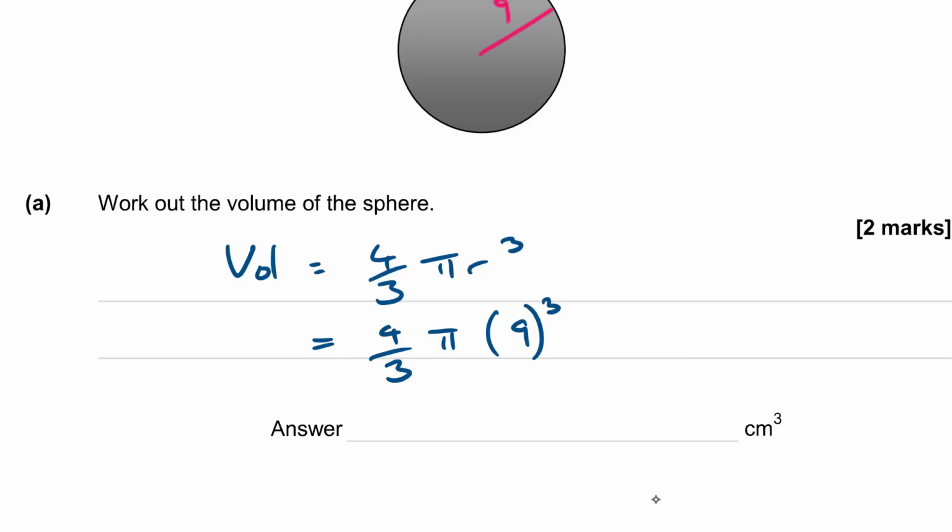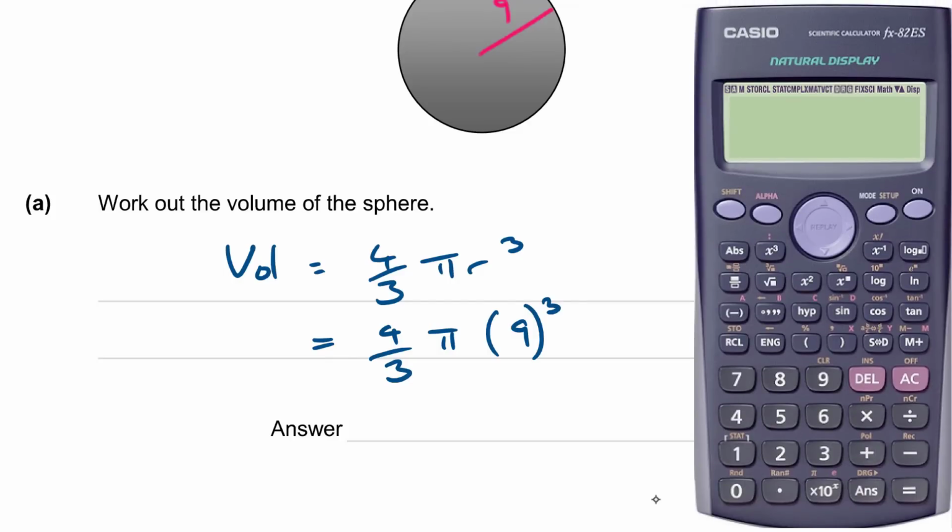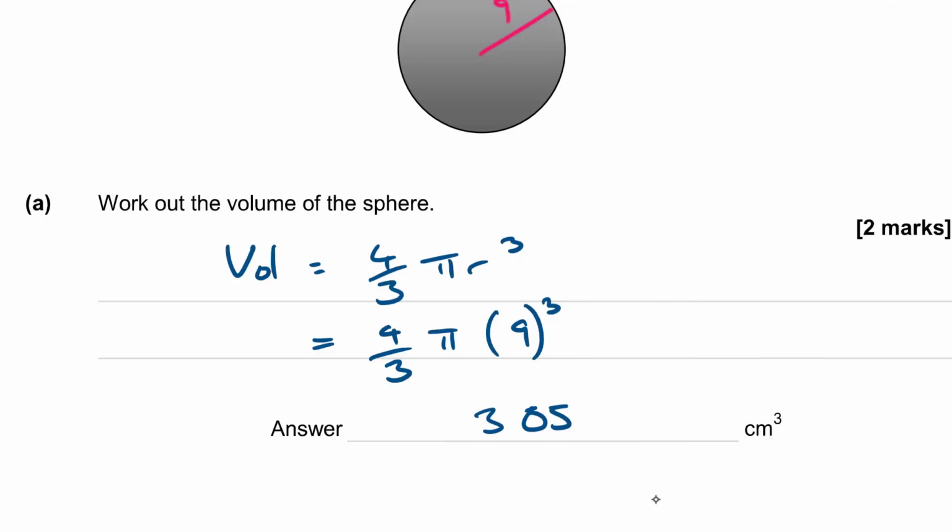It's a matter of really typing that into the calculator. So 4 divided by 3 times pi times 9 to the power of 3. I make that 3053 and change. So I'm going to round off 3053 to the nearest whole unit, which would be 3054 then, wouldn't it?